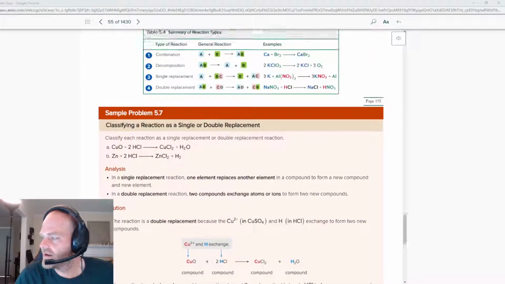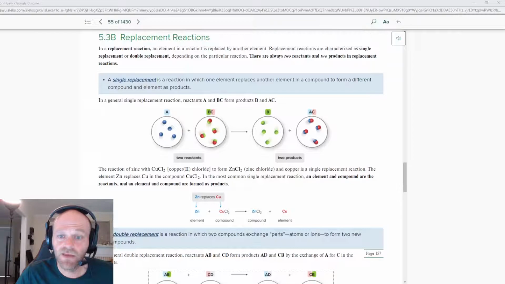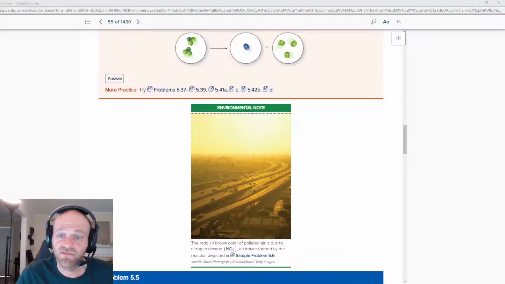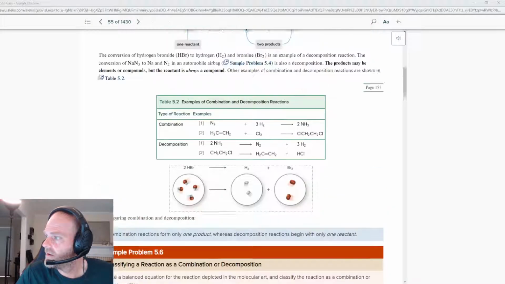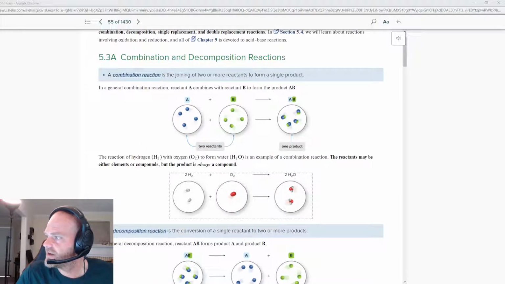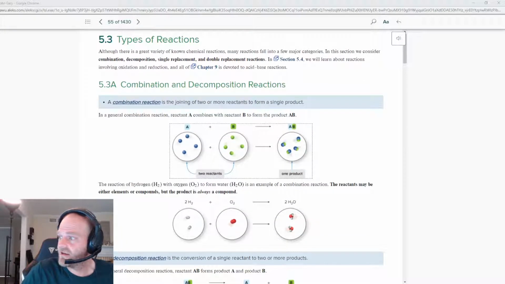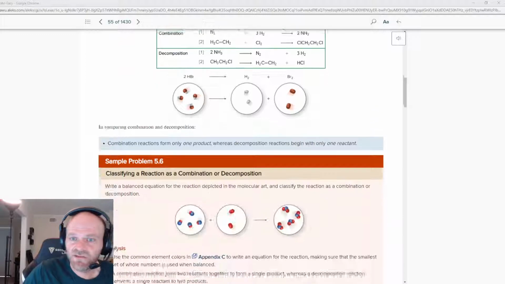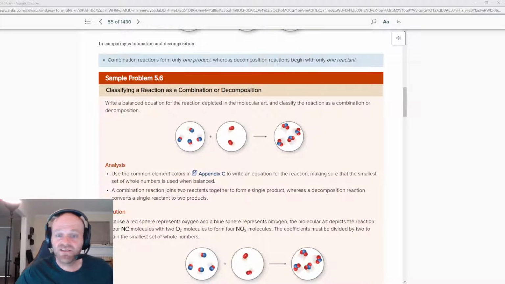All right, let me scroll back up here because y'all actually probably could still see the diagrams because I went right by them. Just to make sure we're on the same page. Combination, yeah. A plus B. Decomposition, AB splits to make A plus B.